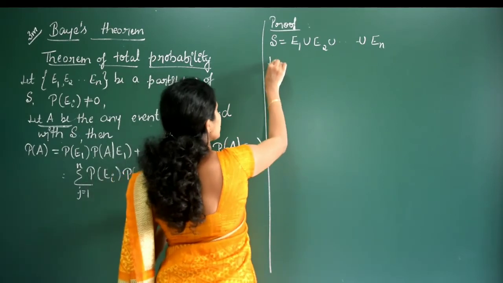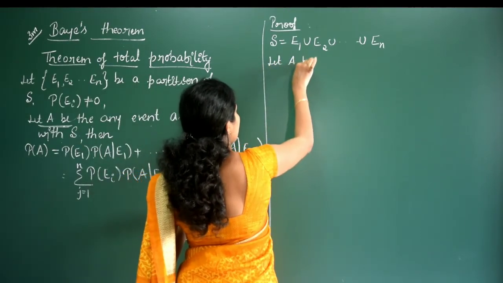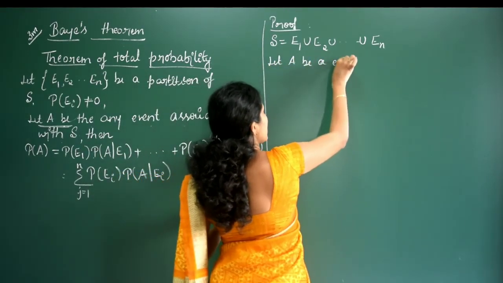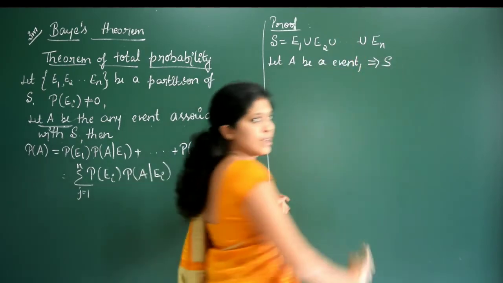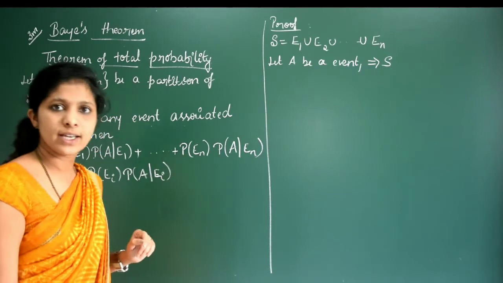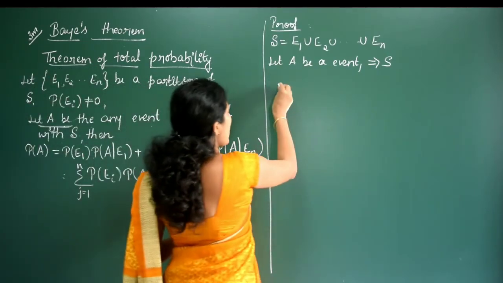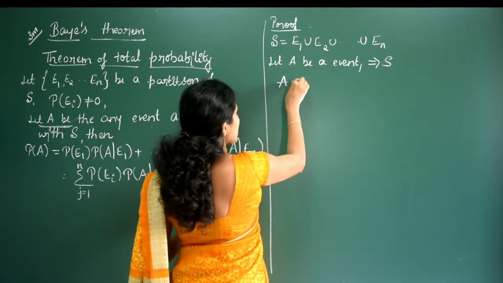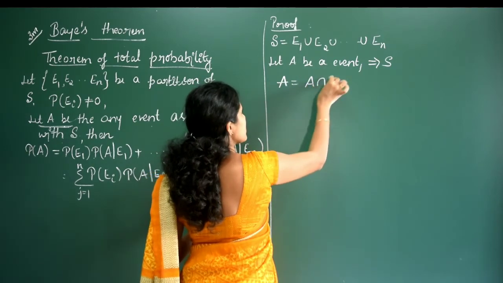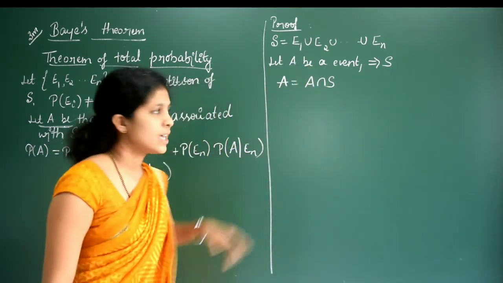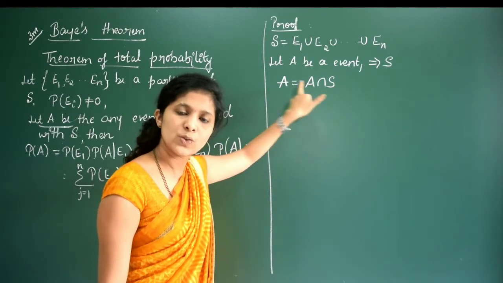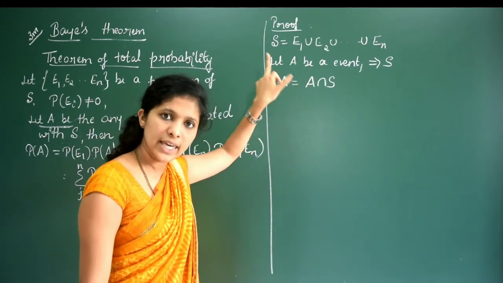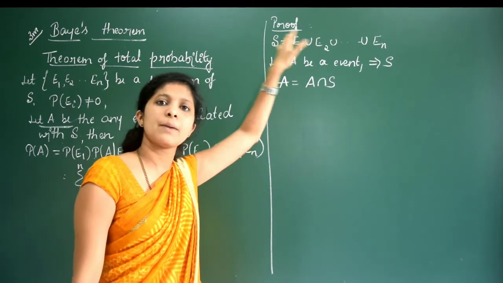Next, let A be an event associated with the sample space S. Now I can write A is equal to A intersection S. Can we write like this? A is a subset of S, so A intersection S will give you A, right? A is the event associated with the sample space S.